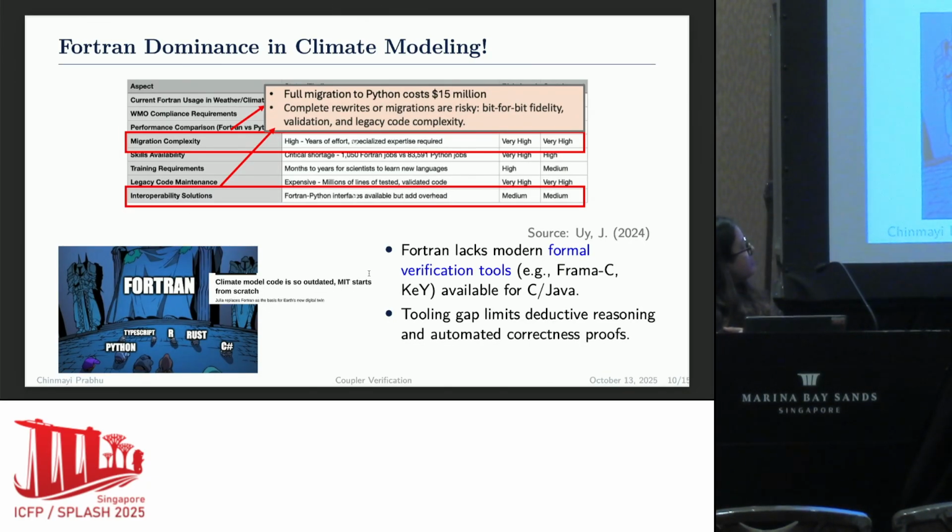If we talk about verification, what's happening inside of verification? So Fortran lacks modern formal verification tools. So we have Frama-C for C, and we have KeY for Java. These are the deductive verification tools, or we have SPARK for Ada. But we don't have any deductive reasoning tools for Fortran, so it becomes very hard to prove any sort of automated correctness or automated reasoning for it.